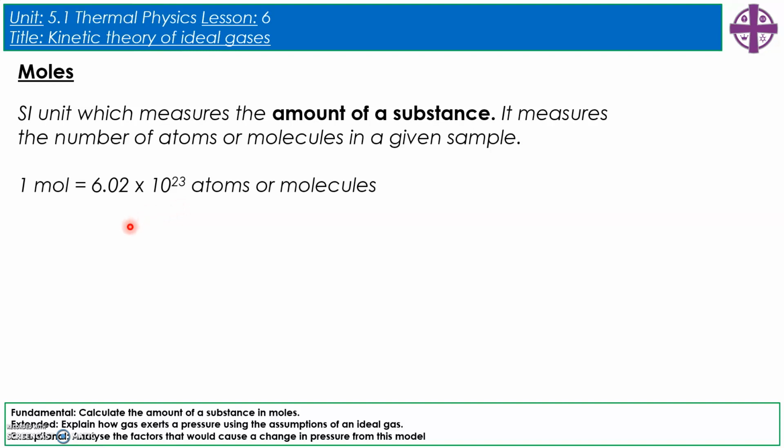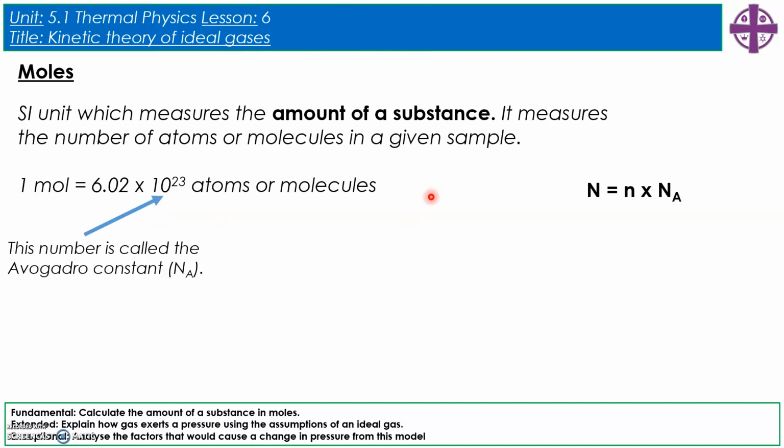So that means if you've got 1 mole of a gas, you have got that many molecules of the gas inside your box. That is a lot of them. This number here, 6.02 times 10 to the power of 23, is called Avogadro's constant, named after a scientist called Avogadro who first stated this number. Now we have an equation, which is this: N equals n times Na.